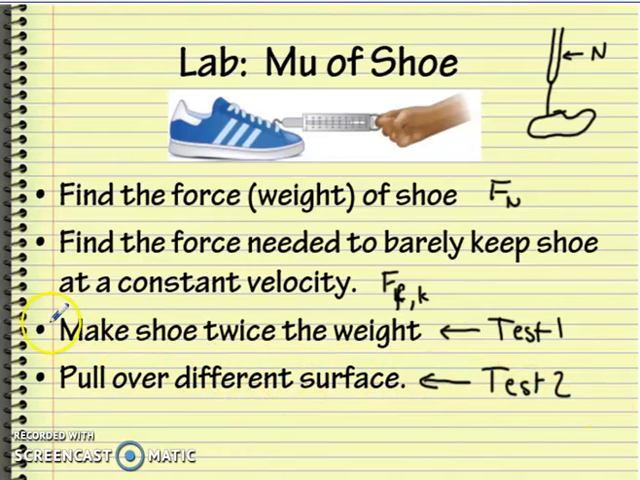Okay, so here are our independent variables. Our independent variable for our first test is to change the weight of the shoe. Same shoe, how does that affect the mu? Our independent variable in the second test: now we're going to take that shoe and pull it over different surfaces with no added weight to it, so that we can compare and see how these surfaces affect mu.